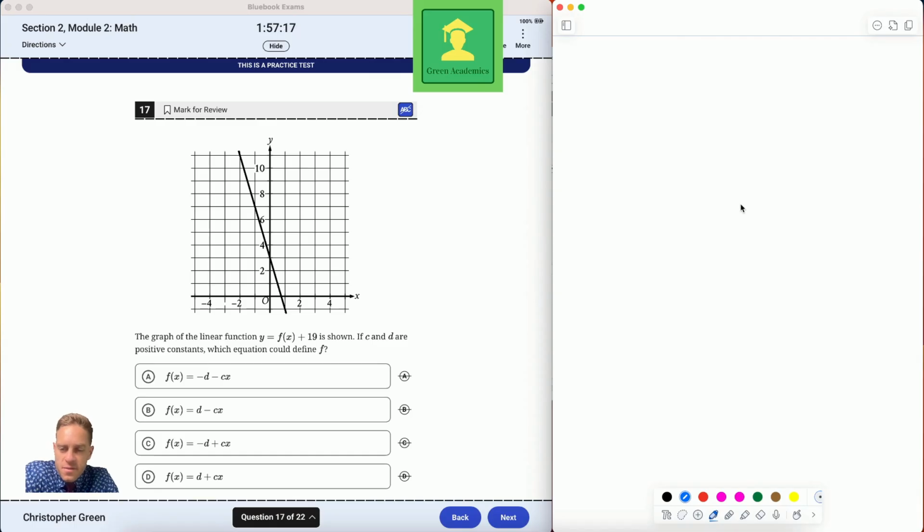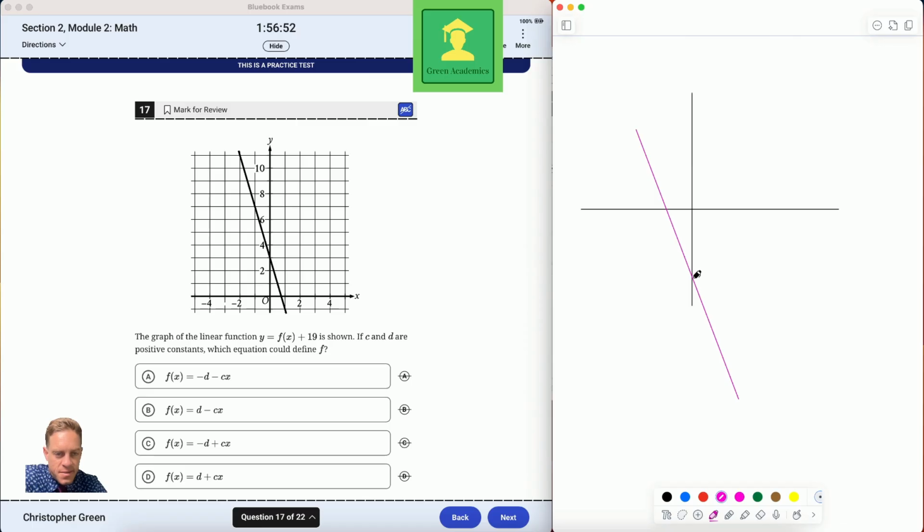The graph of the linear function y equals f of x plus 19 is shown. If c and d are positive constants, which equation could define f? So it's showing you the picture of the one that's been moved up 19 from the thing in question. So in just very ballpark terms, although you could find the exact equation if you wanted to, I don't think that's necessary, you would shift down 19 to get the original.